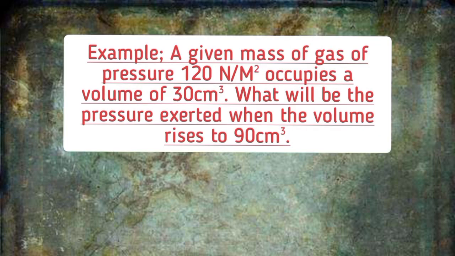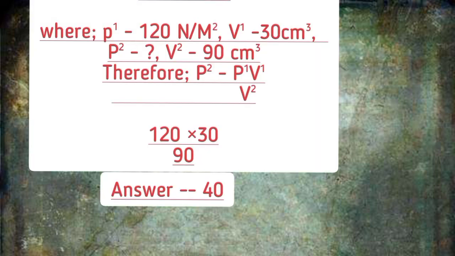So now, example, a given mass of gas of pressure 120 Newton per meter square occupies a volume of 30 cm cube. What will be the pressure exerted when the volume rises to 90 cm cube? So this is an example of Boyle's law. Let's solve some problem on Boyle's law.